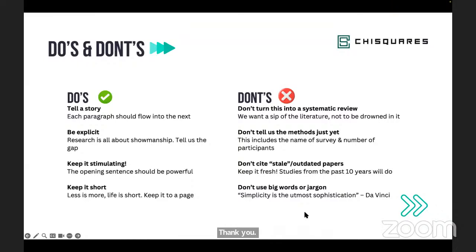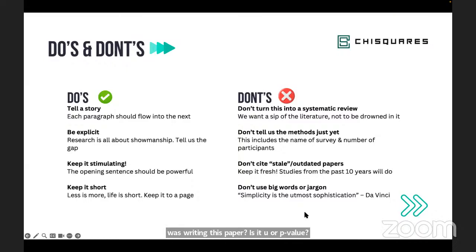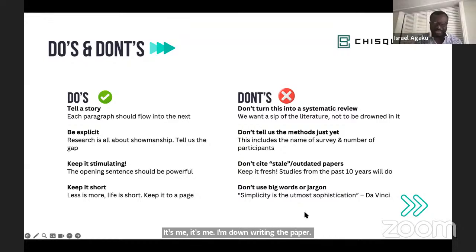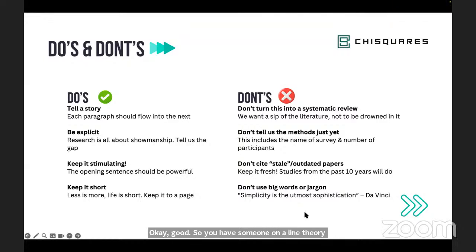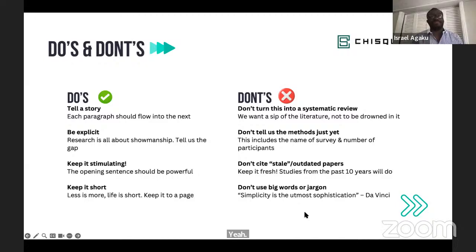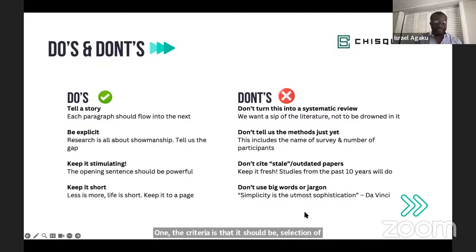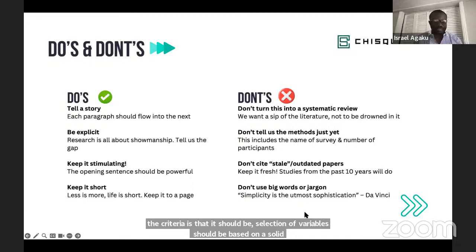Thank you. Who is writing this paper? Is it you or p-value? It's me. I'm the one writing the paper. Oh, okay, good. So you have some underlying theory for why you're doing things, right? So we're not saying that there has to be no criteria. There are criteria, quite all right. One, the selection of variables should be based on a solid theoretical basis, right? You understand the subject matter.